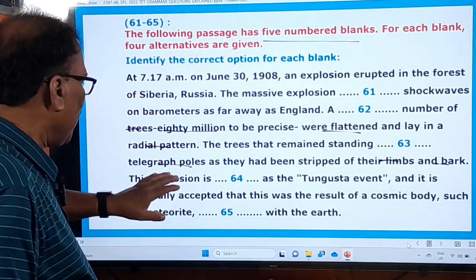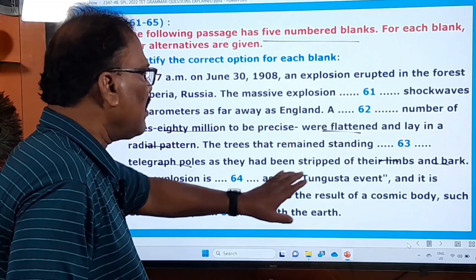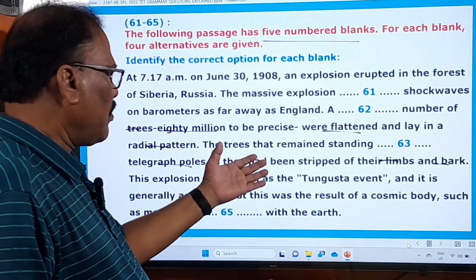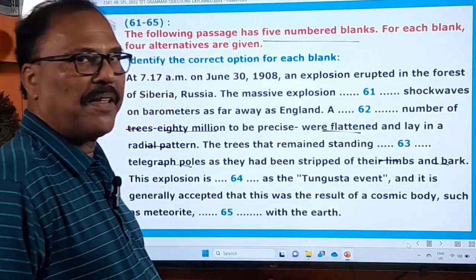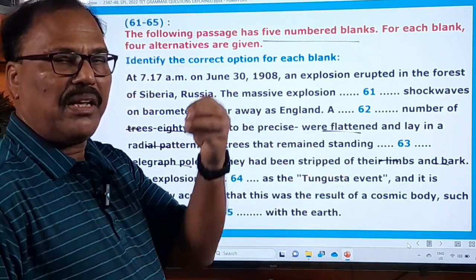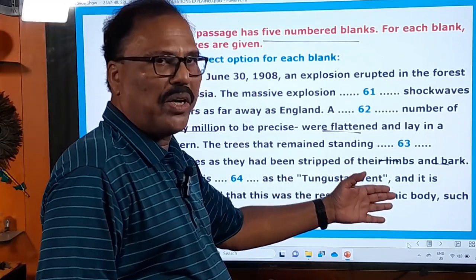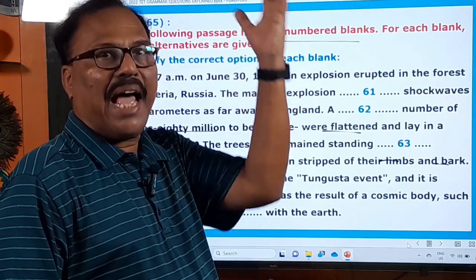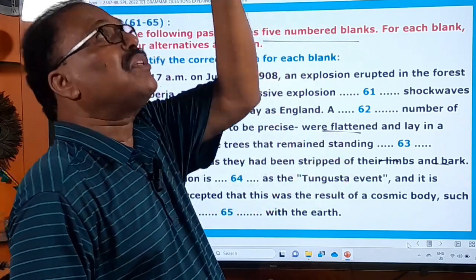So he is describing that explosion. This explosion is dash as the tungsten event. It is referred to as the tungsten event. And it is generally accepted that this was the result of a cosmic body. People believe that this is the result of a cosmic body. It is not the result of any human bomb, hydrogen bomb or atomic bomb. It is the result of some cosmic body. Cosmic means pertaining to the sky, to space, planets, stars, and celestial bodies. Celestial bodies are what you find in the sky.